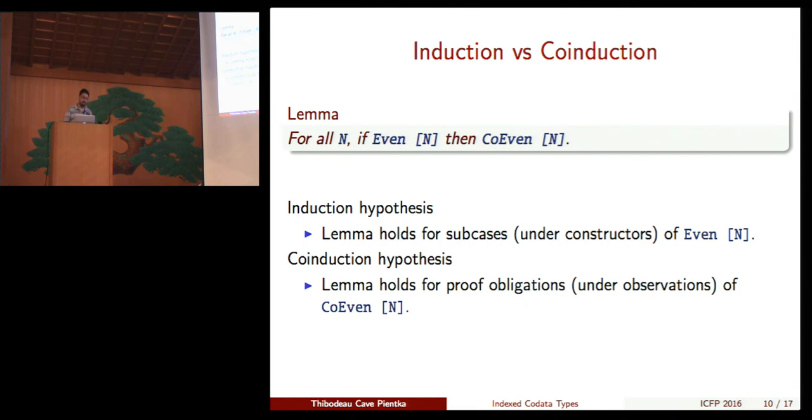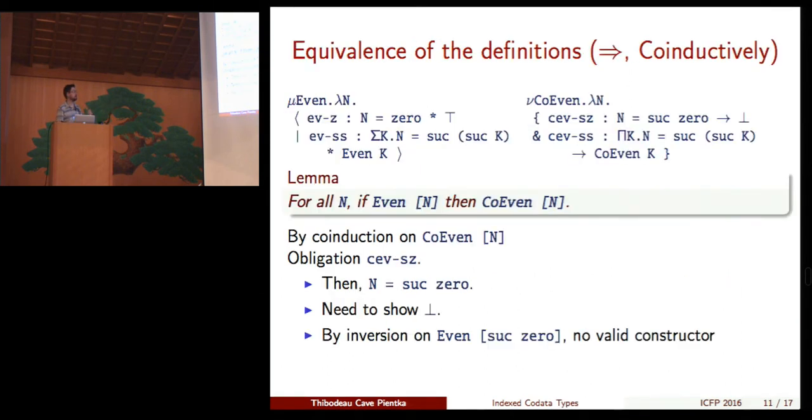In the inductive case, we have that the lemma holds on all subcases of the input, so when you strip off constructors. On the co-inductive side, we have that it holds when you're trying to do a proof obligation, when you're under an observation on the output. So with that in mind, we can redo the previous proof, but from a co-inductive point of view.